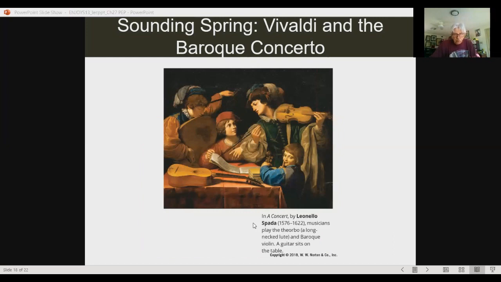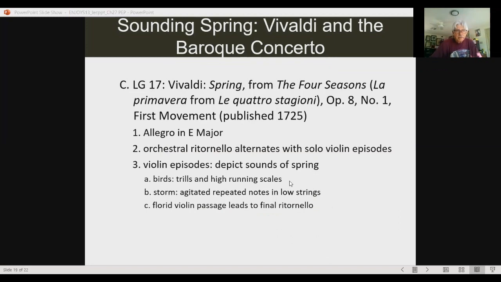Here is a typical Baroque period painting, right? 1576, 1622, early, right? Late Renaissance, perhaps. The theorbo, right? Big long lute, a guitar, different instruments, different family. And what else do we have here? Violin and music. And what's this guy doing? I don't know. All right.